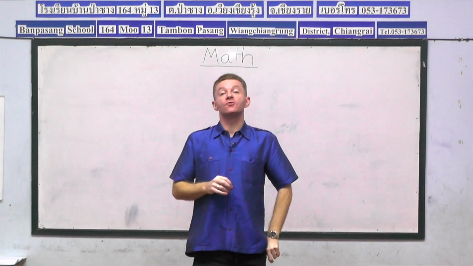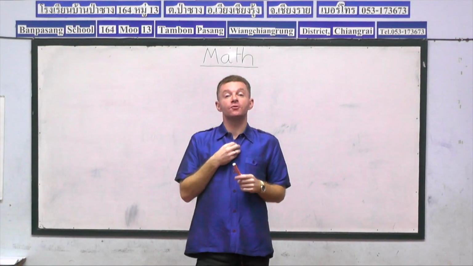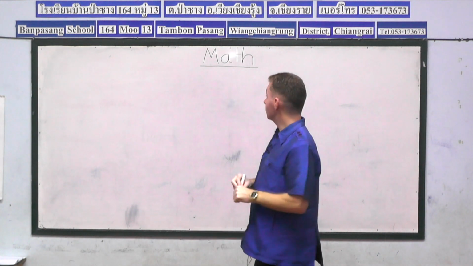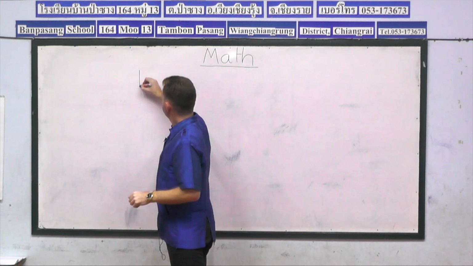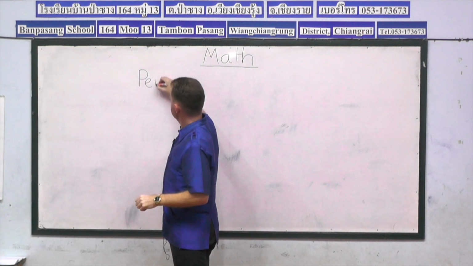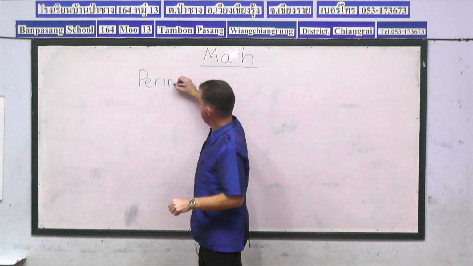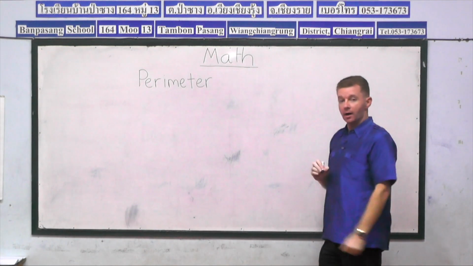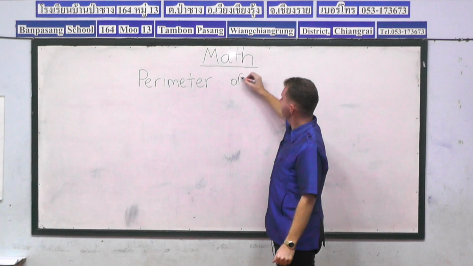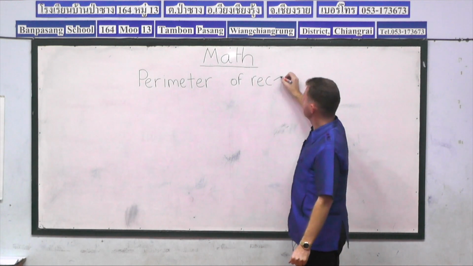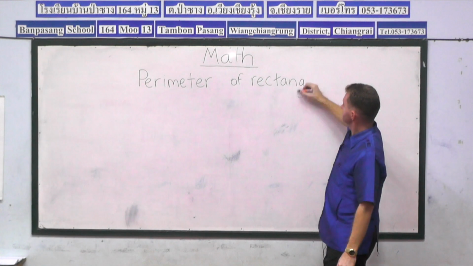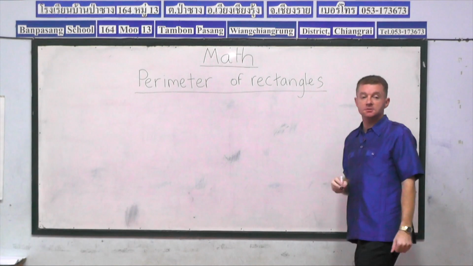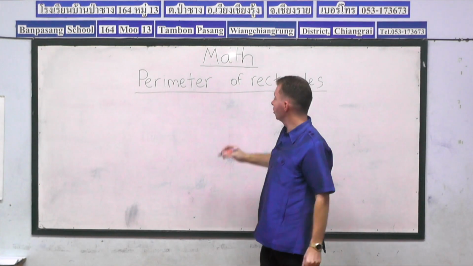So now we're going to do a board exercise for our students to work out the perimeter of rectangles. So let's write that title on the board first. Perimeter, P-E-R-I-M-E-T-E-R, of rectangles. So we can say that phrase all together. Perimeter of rectangles.